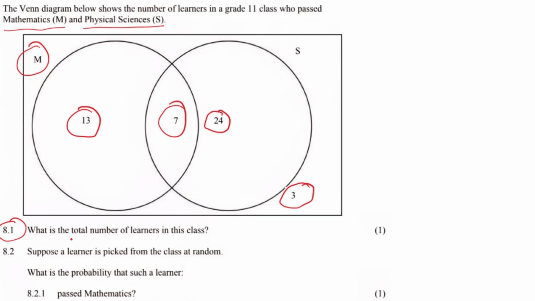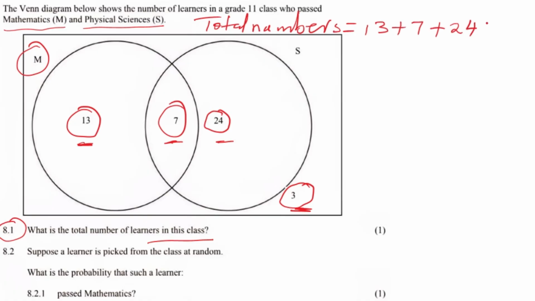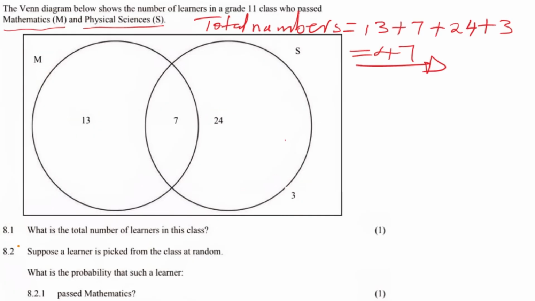8.1. What is the total number of learners in the class? To get the total number of learners in the class, we just have to add 13, we add 7, we add 24, we add 3. That will give us the total number of the sample space. So the total will be 13 plus 7 plus 24 plus 3, and that will give me 47. So we have got 47 learners in the class.